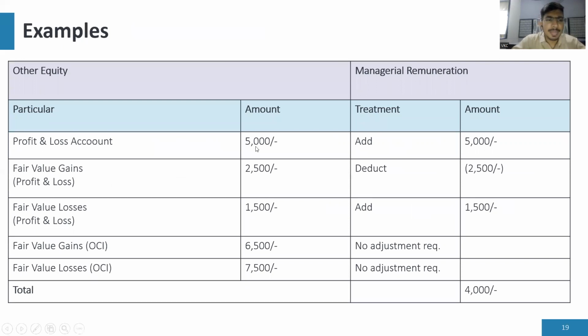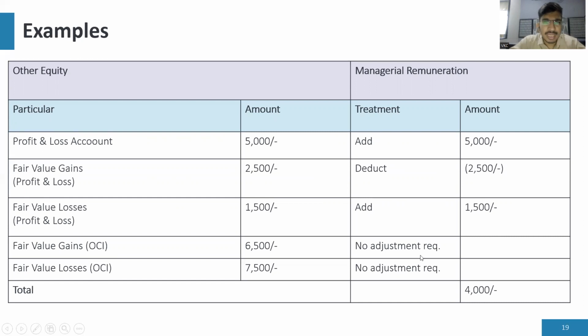Again, a simple example: profit and loss account. You had 5,000 rupees. So of course, these 5,000 you can pay out managerial remuneration out of this. Fair valuation. So this is the basic calculation of section 198. Fair valuation gains and losses, if any are there, you would deduct it. I said the gains would have to be ignored. It's clearly given. So I would subtract it out. Then if there are any fair valuation losses, these are already impacted. But what we told is we have to ignore this fair valuation loss. We do not have to consider it at all. So what I would do is add back. Previously we ignored it, but here I will add it back.